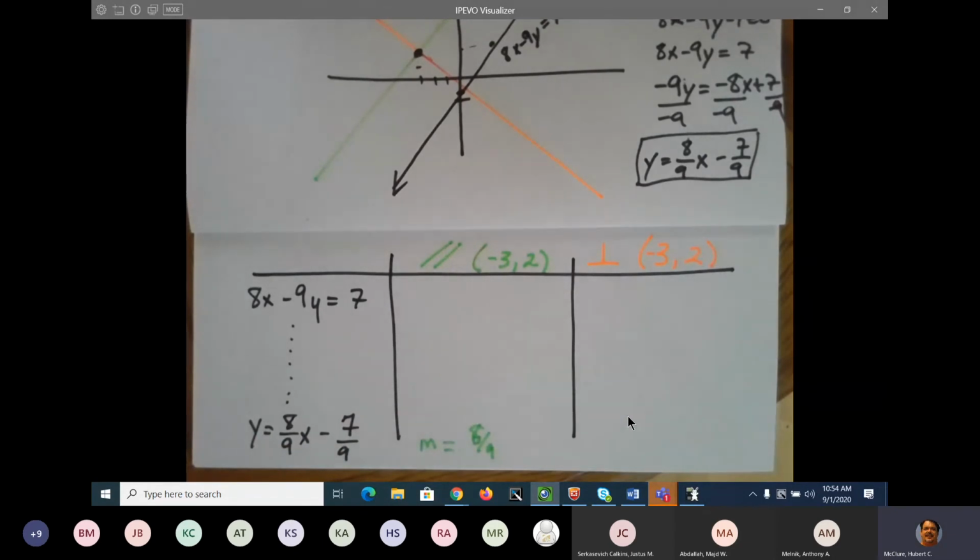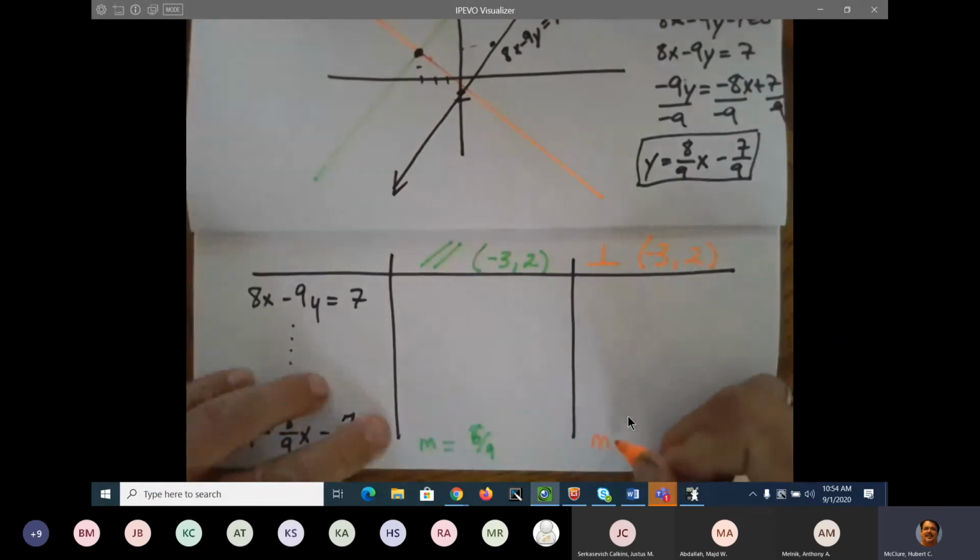And somebody tell me what my orange slope is going to be. Miss Hall is correct. Good. And Miss Sanchez was correct with equals. Miss Sanchez was half right when she said negative, but that was perpendicular. Perpendicular is negative. But what is the reciprocal of 8/9? Negative 9/8.